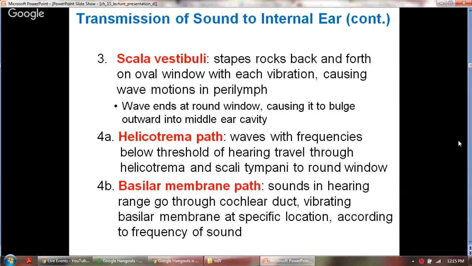The stapes rocks back and forth on the oval window with each vibration, which causes wave movements in the perilymph, and the wave ends at the round window, which causes it to bulge outward into the middle ear cavity. In the helicotrema pathway, the waves with frequencies below the threshold of hearing travel through the helicotrema and scala tympani to the round window. In the basilar membrane pathway, sounds in the hearing range go through the cochlear duct, vibrating the basilar membrane at a specific location according to the frequency of the sound.